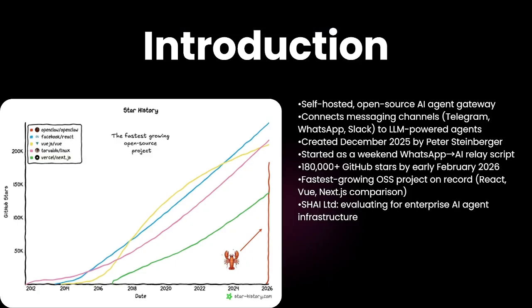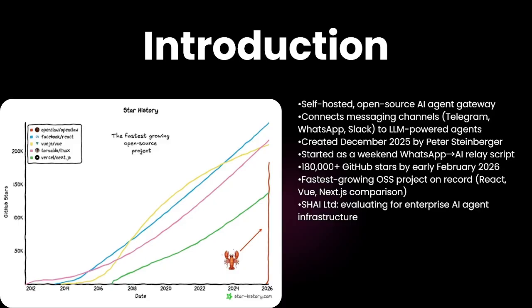OpenClaw is a self-hosted open source AI agent gateway. It connects messenger channels, Telegram, WhatsApp, and so on, to AI agents powered by large language models. It handles the full life cycle: receiving messages, routing to the correct agent, assembling system prompts, calling the LLM API, executing tool calls, and delivering the response back.